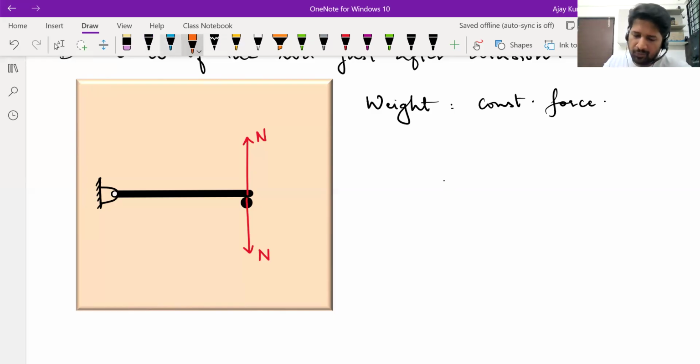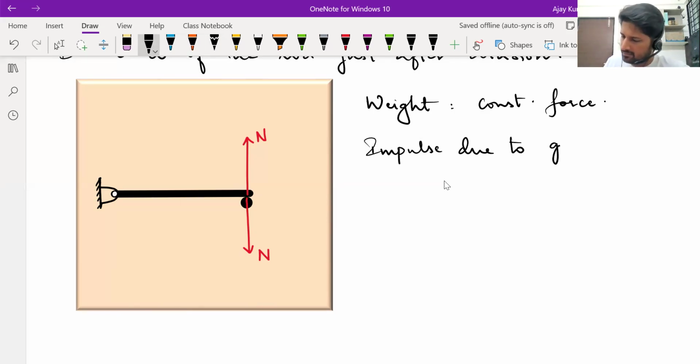Then impulse means change in momentum. Impulse due to gravity, due to weight of a system will be impulse. How do you calculate? Force multiplied with the duration for which the force acts. The force is mg, which is a finite value, small finite value, multiplied with the time in which a collision takes place is dt only. Okay. Now dt is something which tends to 0.